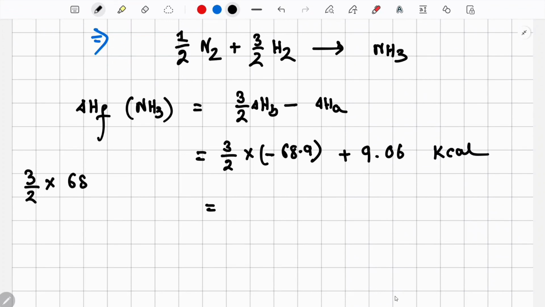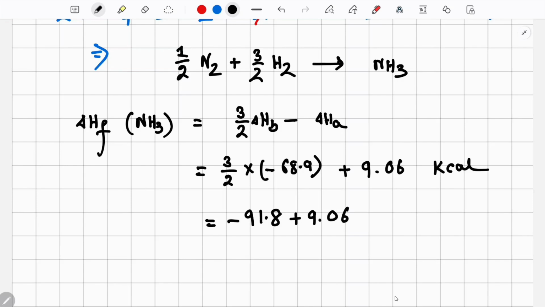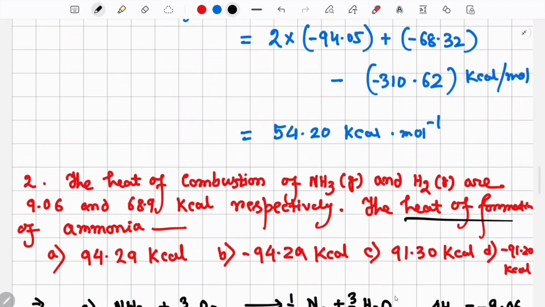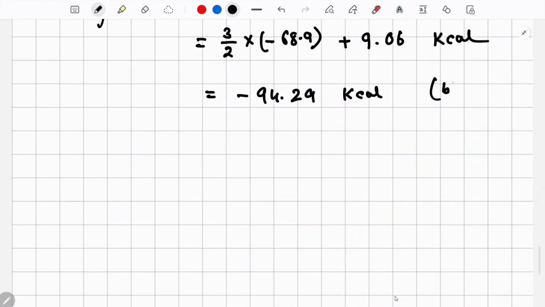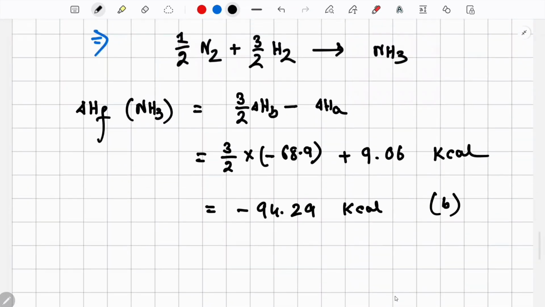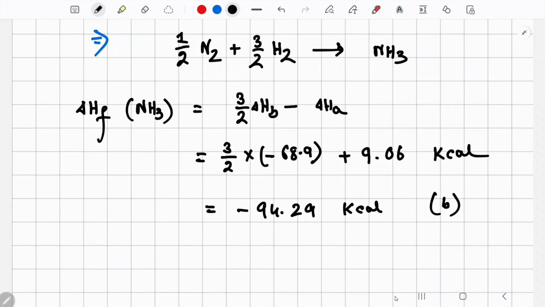Please show the options. One minute. How can it be? 91.8, I think, right? No. Total 94.29 kilocalories. So it is option B. Whether it is exothermic or endothermic, which kind of reaction is this? Exothermic. Exothermic reaction, yes.